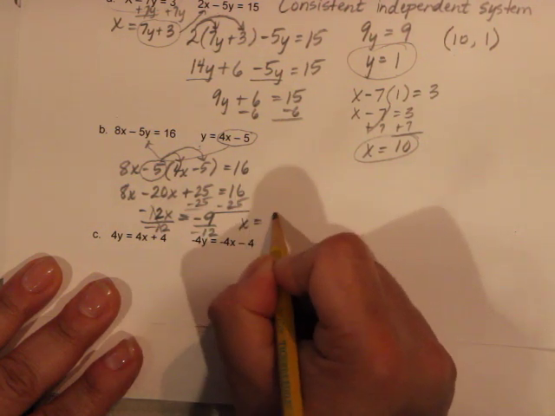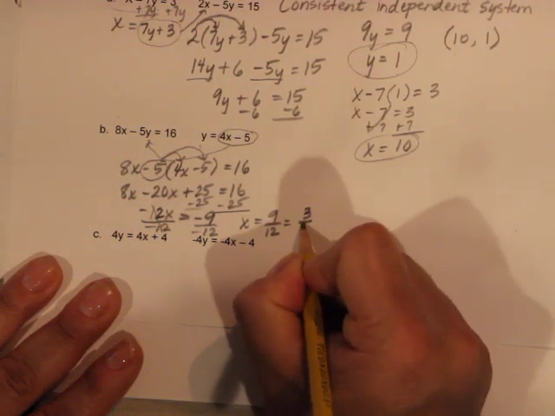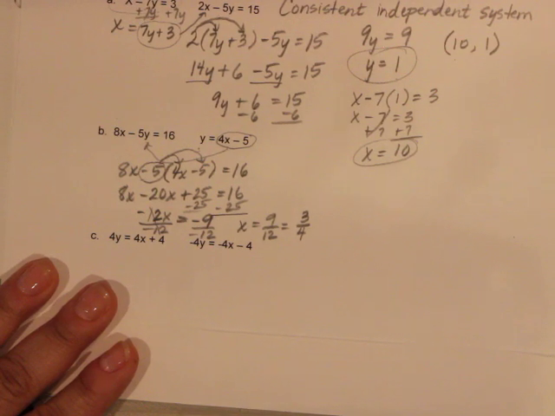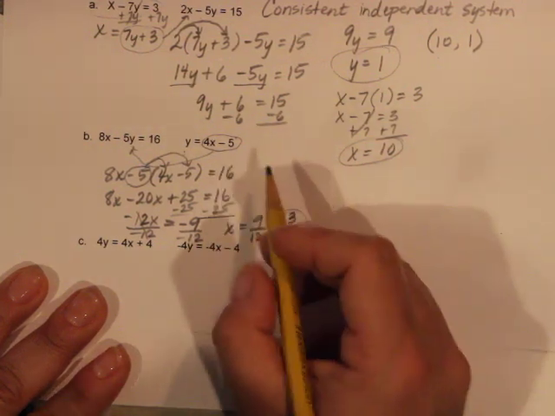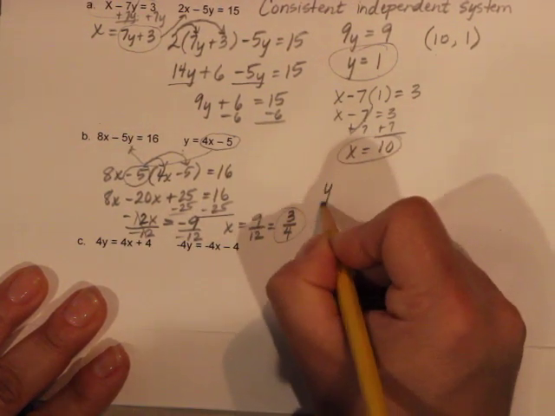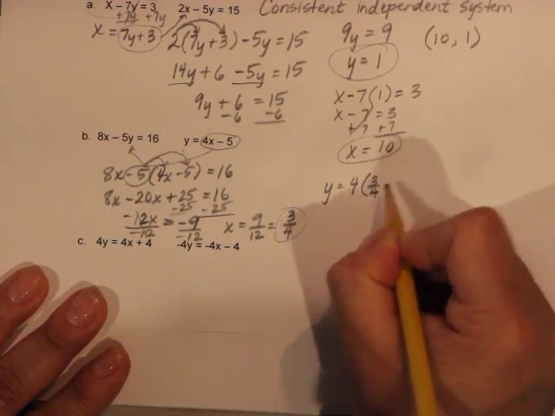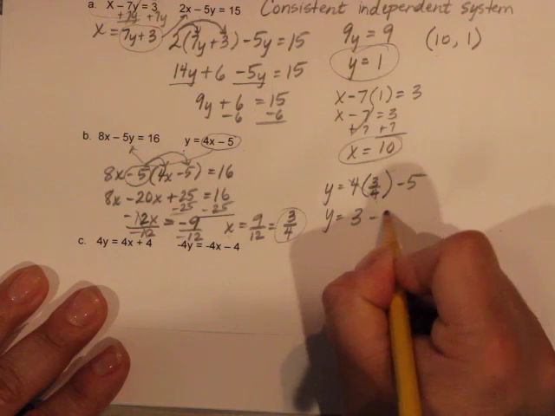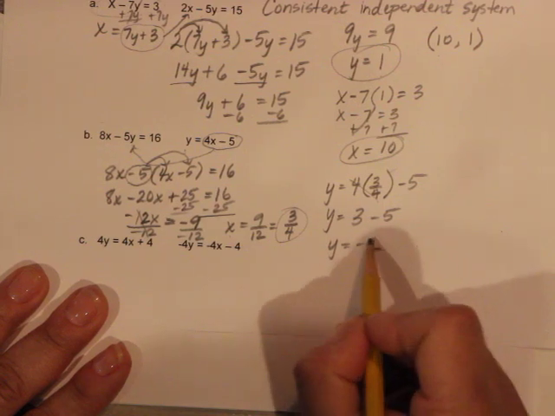And end up with x equals 9/12, which I can reduce to 3/4. Whew, good. Glad we made it through that one. All right, x equals 3/4. Now I need to see if there's a solution for y. So if I take 3/4 and put it back into one of these equations, I think I'm going to use this one right here. Y equals 4 times 3/4 minus 5. I get y equals 3 minus 5. Y equals negative 2.